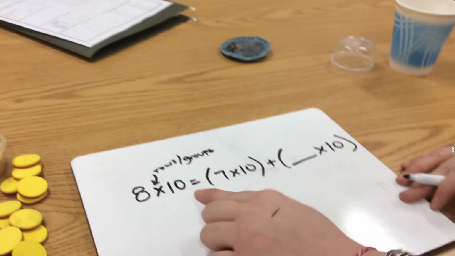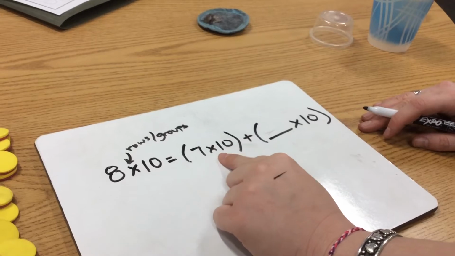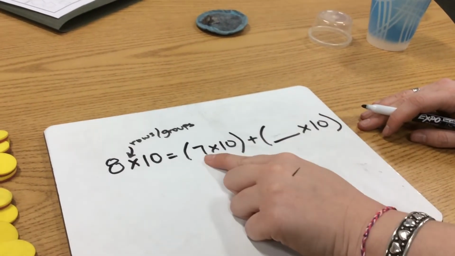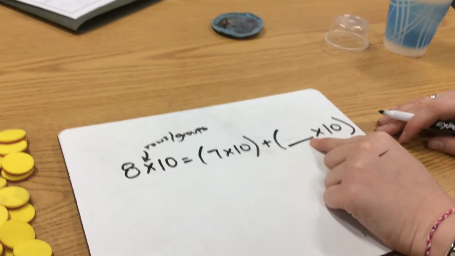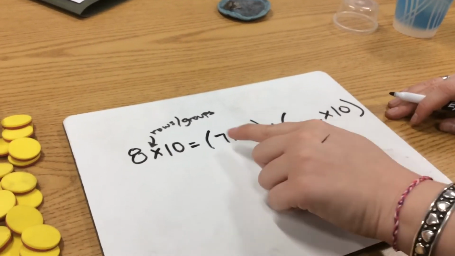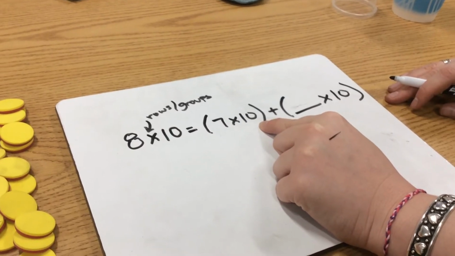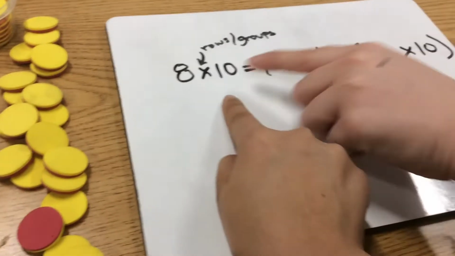And then the equal sign I like to think of as meaning is the same as 7 groups of 10 or rows of 10 plus another unknown, some more rows of 10. So Ms. Huddle, would you start by drawing the total? Which one is the total? The known total is 8 groups of 10.